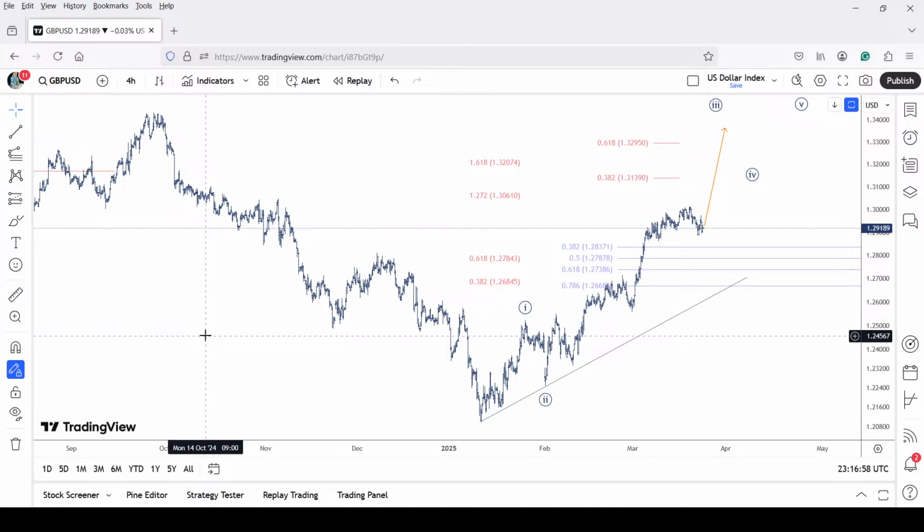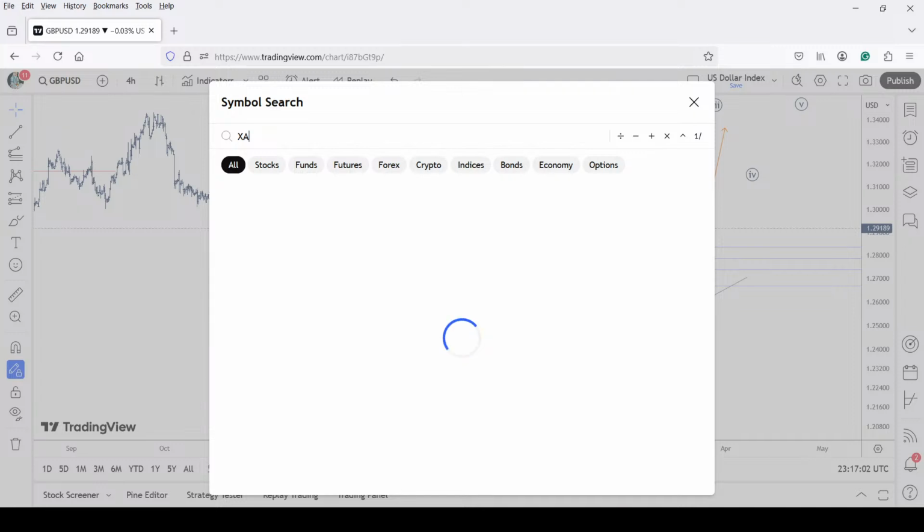All right, before we begin gold, let's do that. So pound is also on the long side.